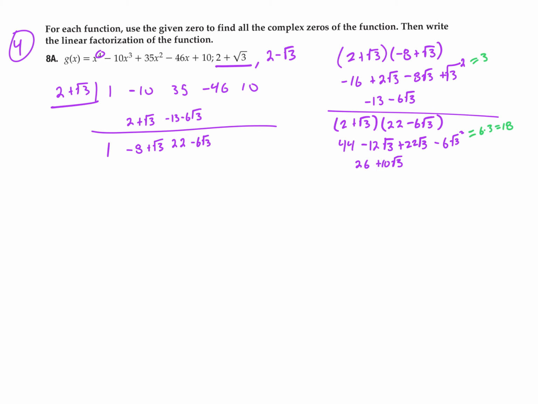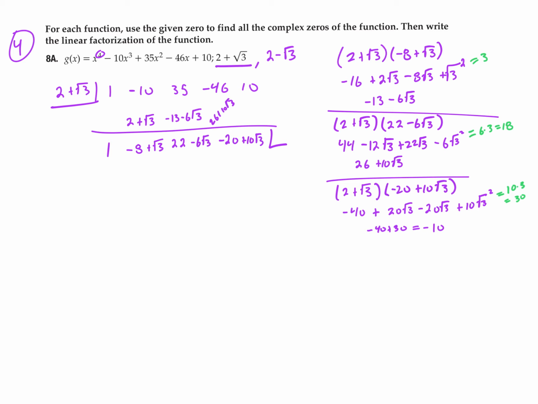So I'm going to go right here. I'm going to write it 26 plus 10 root 3. Subtracting 46 from that is going to give me negative 20 plus 10 root 3. Multiply this times this, and I put it right there. Again, feel free to pause and look through that right there, but I got a negative 10, which goes right here. 10 minus 10 comes out to be 0.